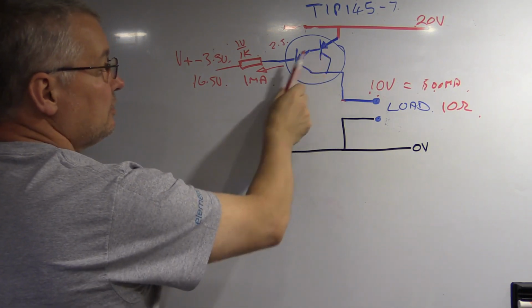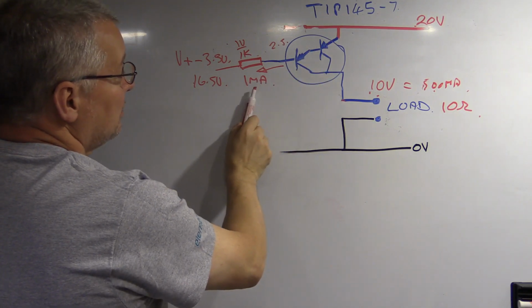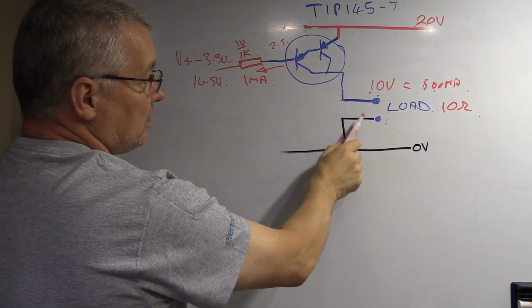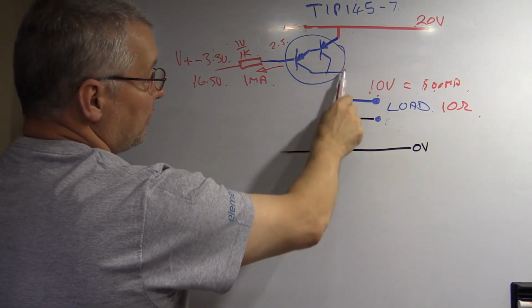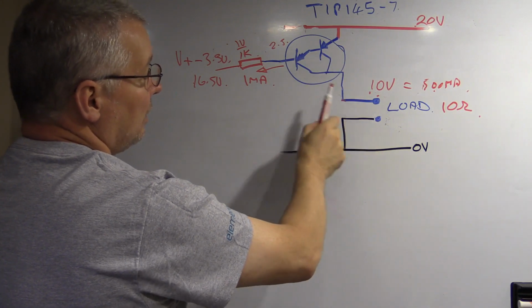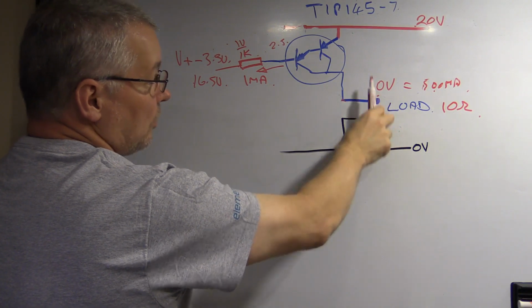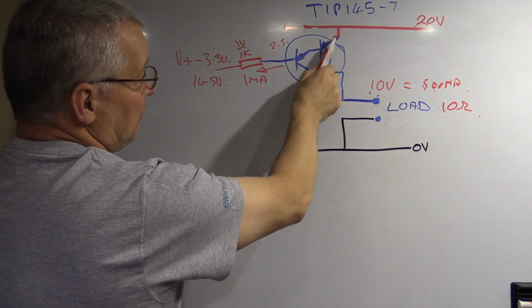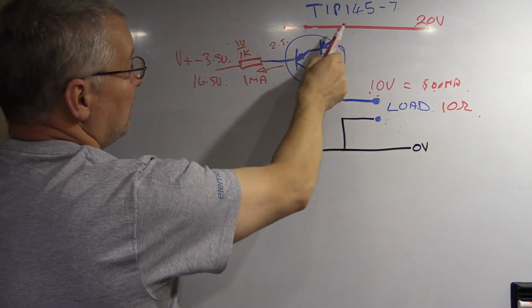With a PNP transistor, it's all about the current. So if I'm pulling a certain amount of current through here, the voltage that I get across my load is going to be dependent on the current flowing through here now, not on the stability. If I change my load here, the voltage across it is going to change because this current here doesn't change. It's two diodes.